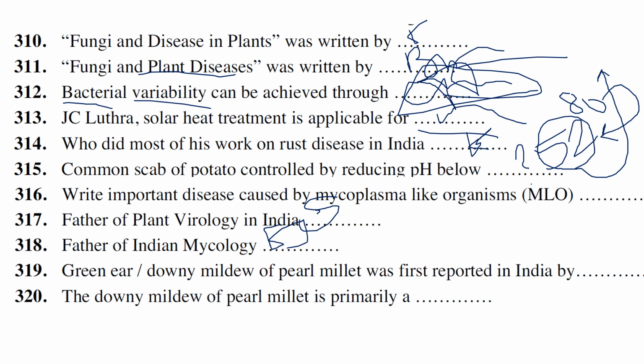Green ear or downy mildew of pearl millet was first reported in India by E.J. Butler in the year 1913. He is probably the one who reported this pearl millet downy mildew for the first time in India. And the next one: the downy mildew of pearl millet is primarily a soil-borne pathogen.